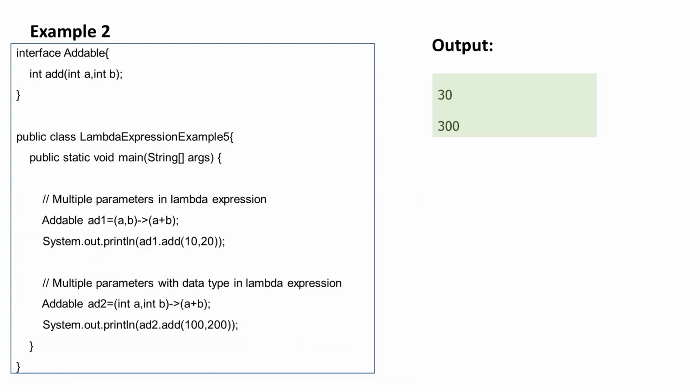Now if you're going to use two parameters: interface Addable, int add. How will you access it? public class, this is normal, public static void main. Addable, this is the interface name. ad1 is the lambda expression equal to a comma b that you are passing, parenthesis, arrow mark, this is the lambda expression. You pass a plus b. How will you access this? System.out.println, with the method used in the interface: ad1.add(10, 20). Similarly for this also.